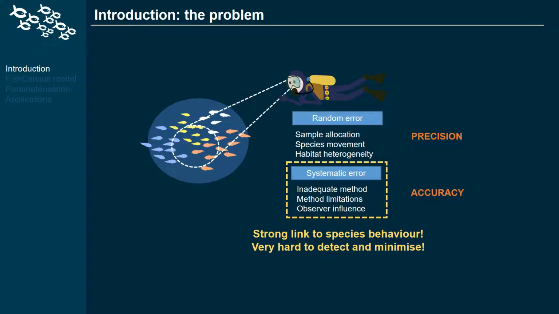And this has been shown to have a strong link to species behavior in the case of many of these visual censuses, because fish react differently. Different fish can react differently to an observer. Some fish are shy, some fish are curious, and this will generate systematic errors. And this is where models are useful.